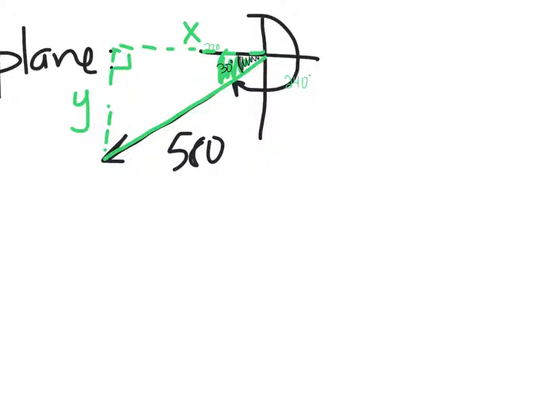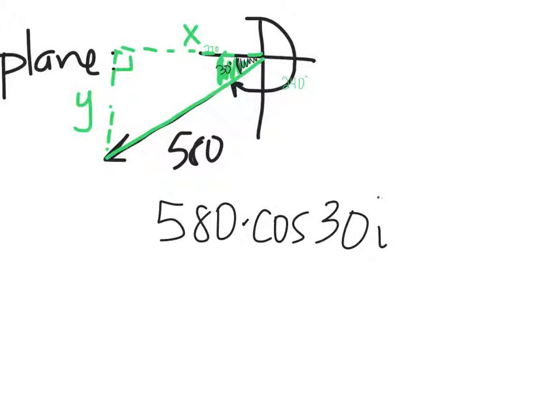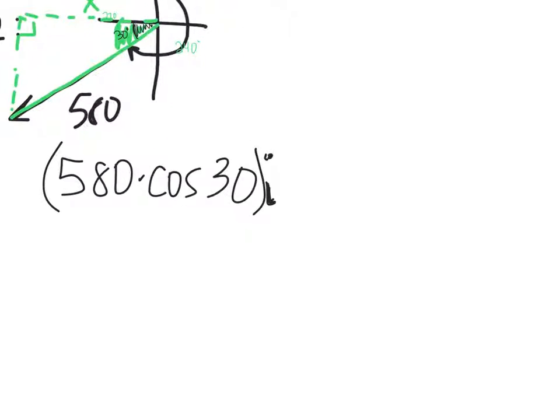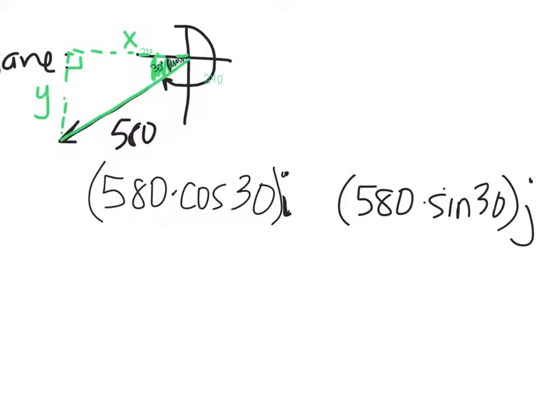And we figure out this linear combination by taking the magnitude and multiplying it by the cosine of the angle. That gives you the x component. And we're going to get the y component by doing a similar thing, only multiplying it by the sine of that angle. And in a linear combination, the y's get j's.